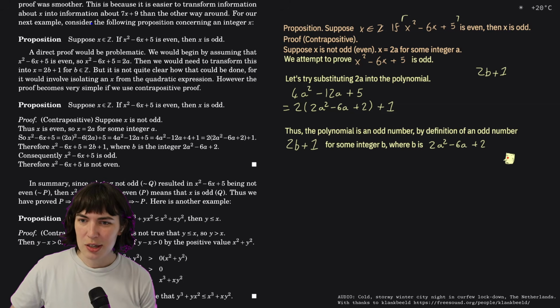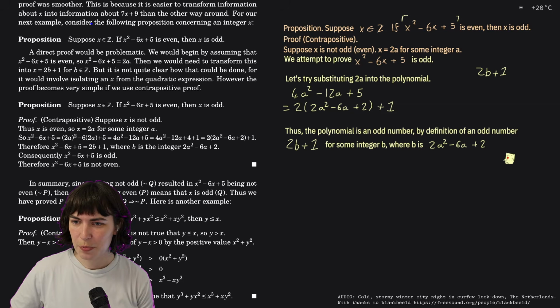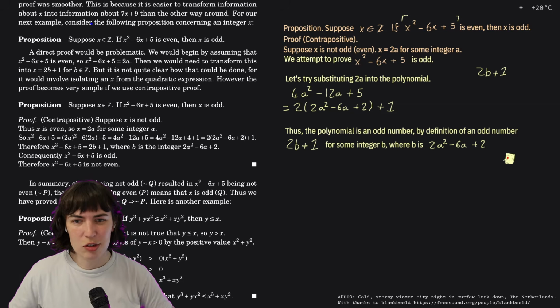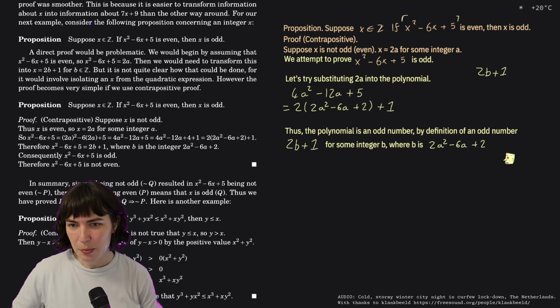Okay. So his version is, suppose x is in the integers, such and such is even, then such and such is odd. Proof, contrapositive. Suppose x is not odd. I did that. Thus x is even. So x is 2a for some integer a. Then he substitutes in, gets the thing I did as well. Then he extracts the 2.